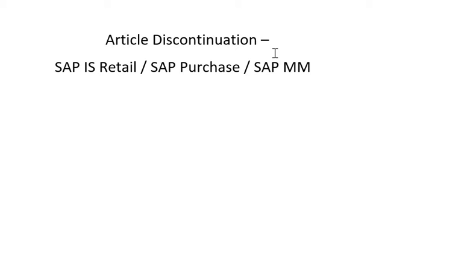So what do we mean by article discontinuation? When we see that the revenue of any article is getting very low, then from the SAP customer or from SAP purchase point of view, we decide to discontinue the article, meaning that we need to delete the article from the procurement, from the purchase. That's what we call discontinuation. So the main thing is that we are disallowing further procurement.